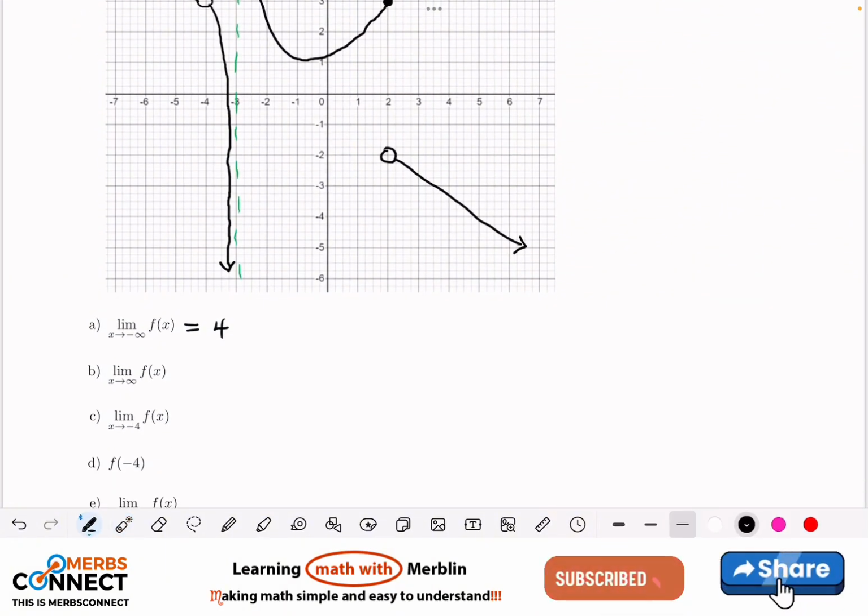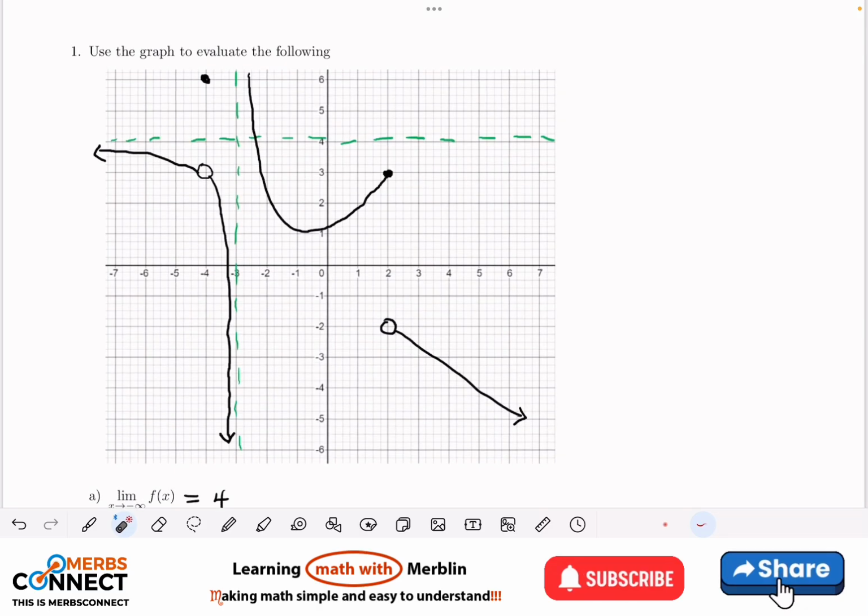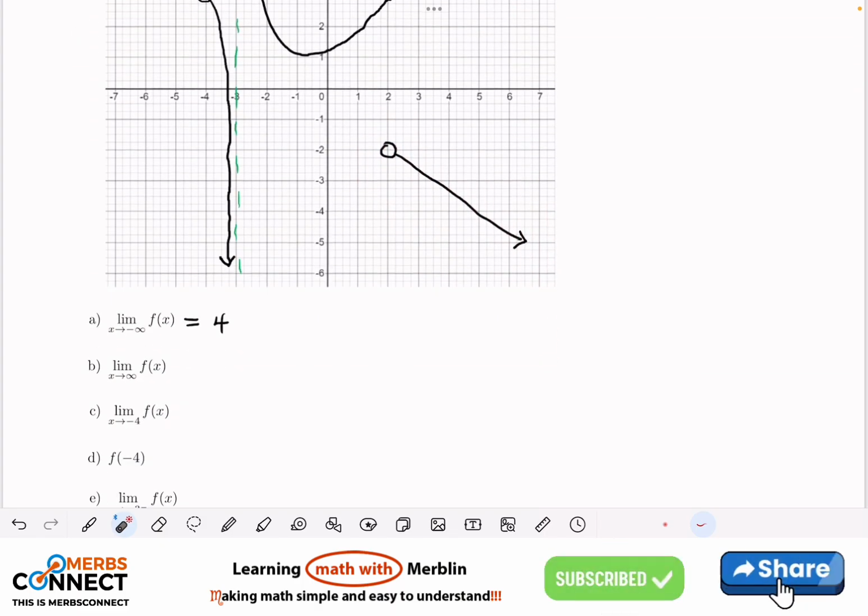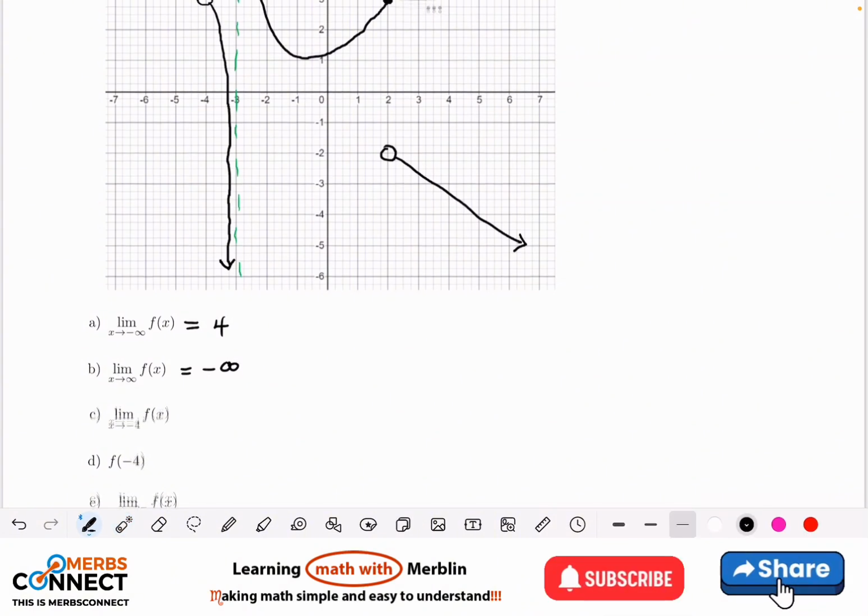Let's look at when x is approaching infinity. First we need to look for where the positive side is. This is the positive side, and the only graph that is going to the positive side is this graph, right? And we can see that this graph here is going down, down, down. Since it's going down, it will go to negative what? Infinity. So this is going to give us negative infinity, right?